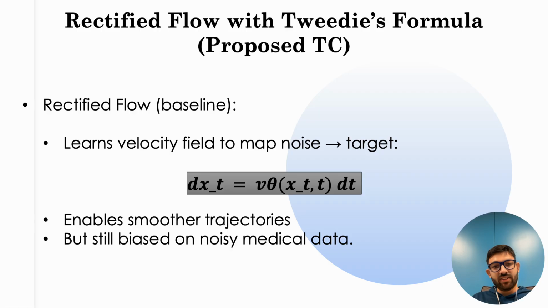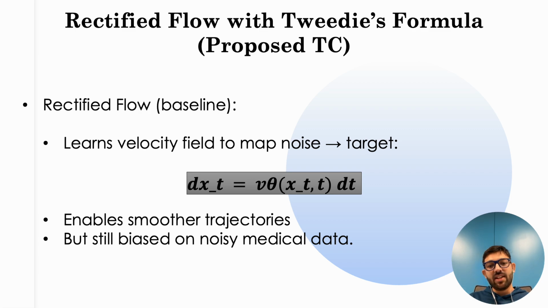Rectified flow is a generative model that operates by learning a deterministic velocity. Here x_t represents the image at time t, and v_theta is the velocity field learned by our neural network, basically a parameterized neural network. Its formulation facilitates smoother and more direct trajectories between the noise and the manifold, which is a significant advantage over the stochastic process. However, a critical issue arises when applying this to medical data.